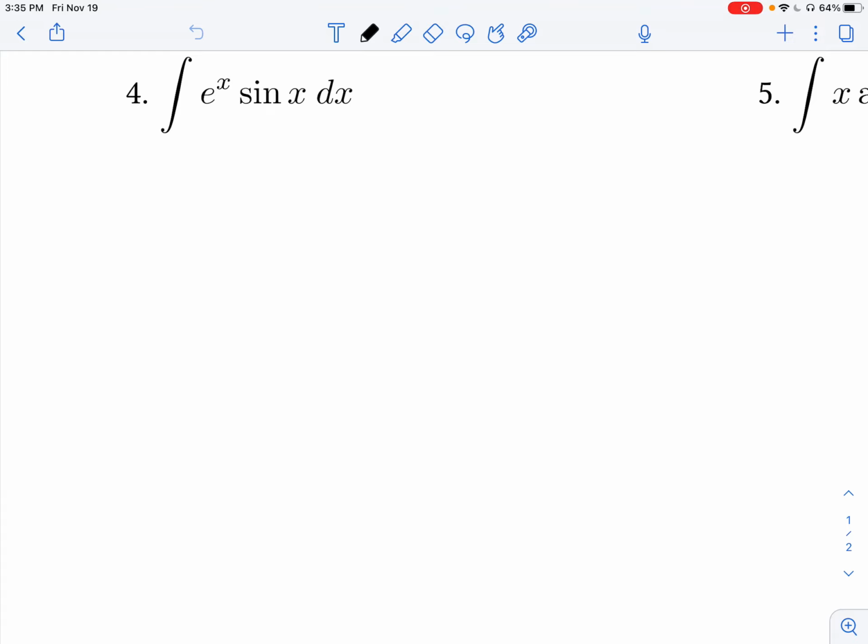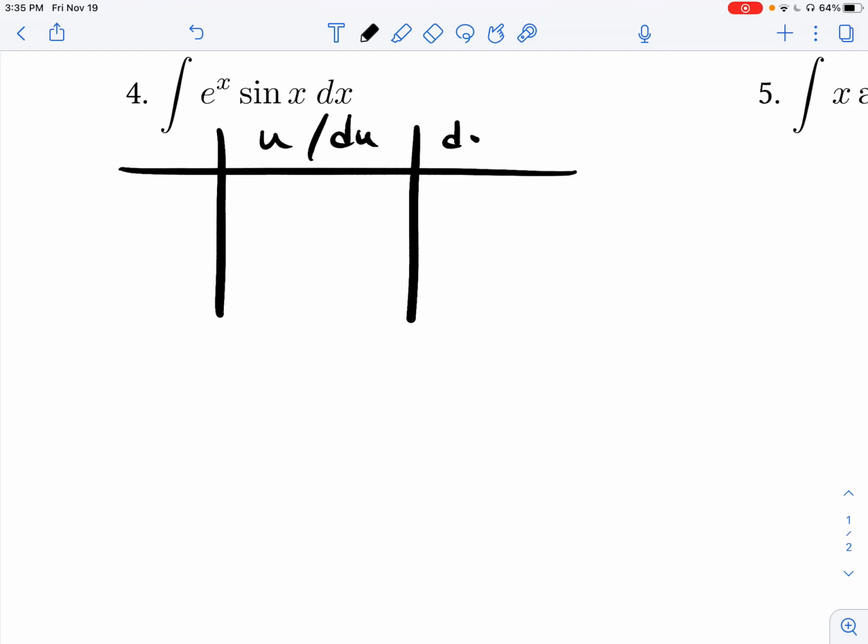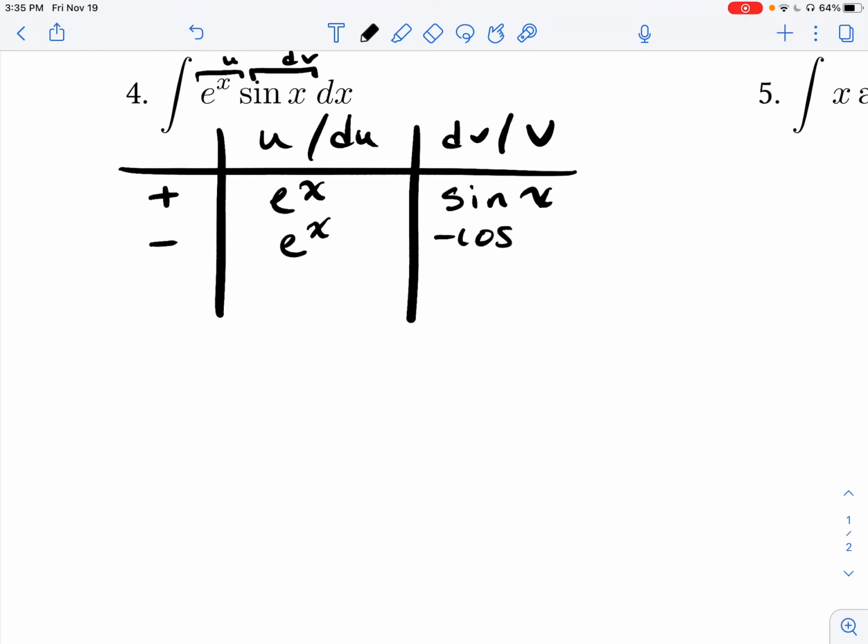We're going to set up a table where we have e to the x and sine x. We have u and du in this middle column here, and dv and v. So u will be e to the x, and dv would be sine x. Again, I'm highlighting this as my u and this as my dv. As I go along, the derivative of e to the x is just e to the x. The integral of sine of x is negative cosine of x.